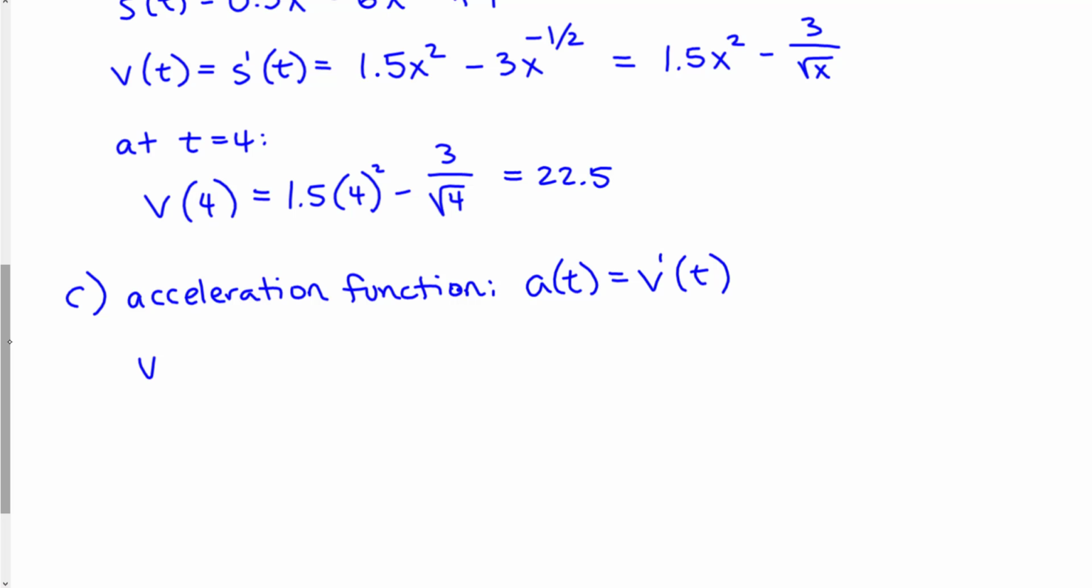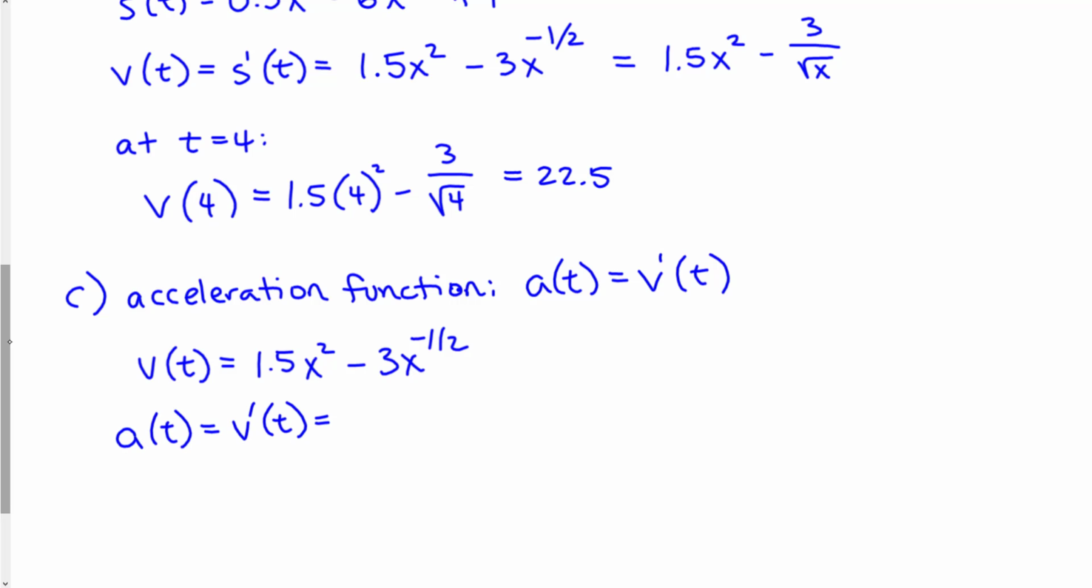And since velocity is 1.5x squared minus 3x to the negative 1/2, I'm switching back to the negative 1/2 power because that is easier to use the power rule with. And then acceleration is that first derivative. So that would be 3x plus, so bringing the negative 1/2 down times the negative 3, that gives me positive 3/2, x to the negative 1/2 minus 1, which would also be negative 3/2.